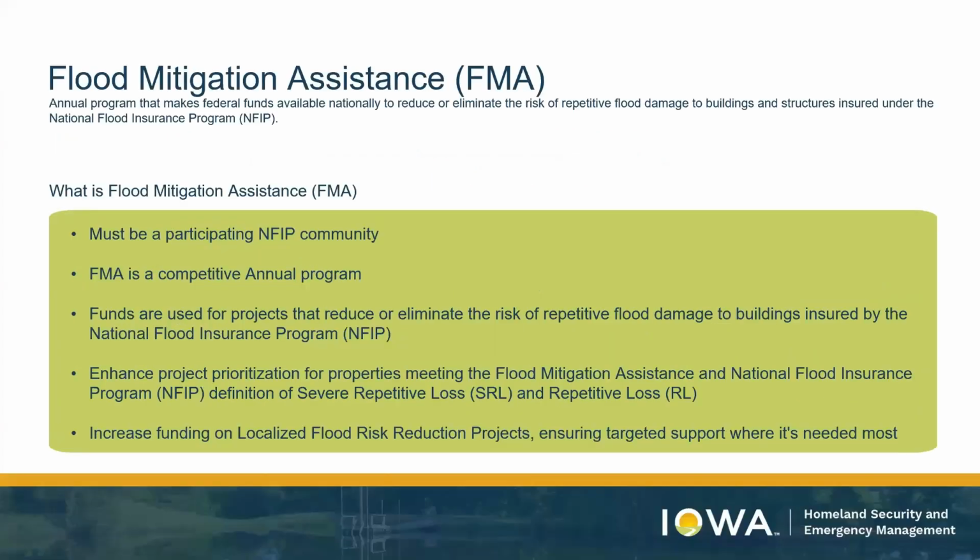Flood Mitigation Assistance is an annual program that makes federal funds available nationally to reduce or eliminate the risk of repetitive flood damage to buildings and structures insured under the National Flood Insurance Program. You must be a participating NFIP community. And funds are used for projects that reduce or eliminate the risk of repetitive flood damage to buildings insured by the NFIP.